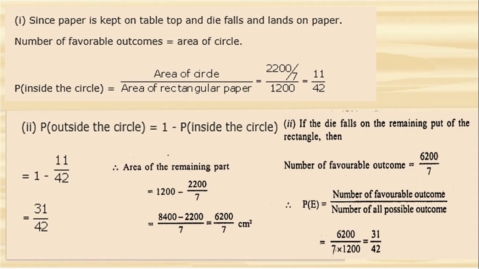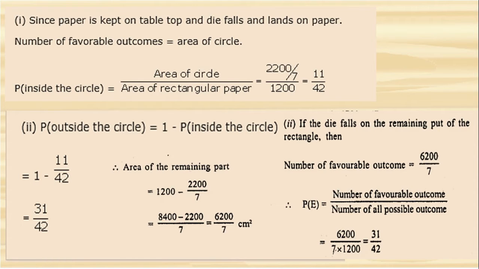If you are not able to identify it in this way, do it in the other alternative method. That is, first we need to calculate the area of the remaining part. So, as the paper is of 1200 square centimeter, the area covered by the circle is 2200 by 7. So, its difference will be the remaining part. So why do we need to find out the remaining part? In the second sub question it is said that we need to find the probability where the dice falls outside the circle. We don't know what is the area which is outside the circle. We know the complete area of a rectangle and the area of a circle.